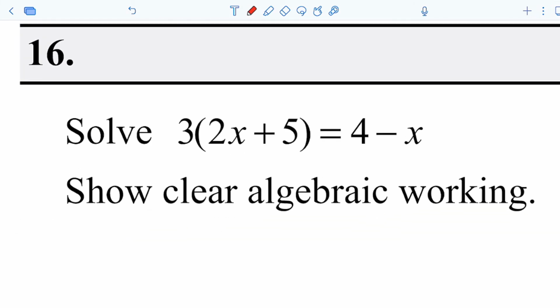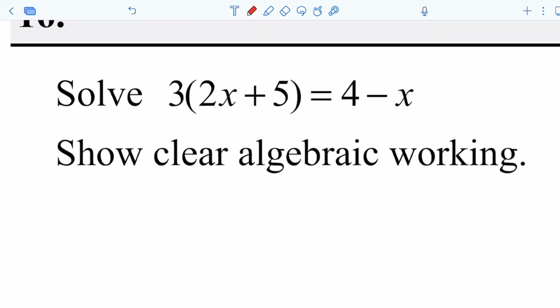Okay, so question 16, again, we've just got one set of brackets this time, so the first thing to do is to expand them. So we get 3 times 2x, which is 6x, and then 3 times plus 5, we get plus 15, and this is equal to 4 take away x.